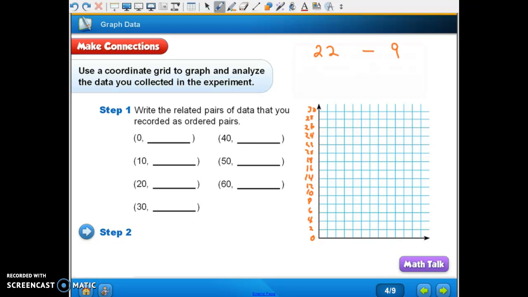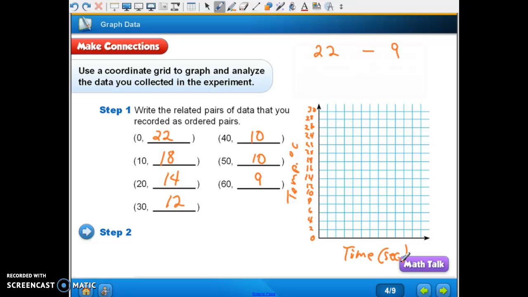Now let's go ahead and make our ordered pairs because it was 0 and then what was it? 22. Then it dropped to 18, right? Then 14, 12, 10, and 9. Okay? And across the bottom of your graph, this should say temperature, degrees Celsius, and this is time and seconds.